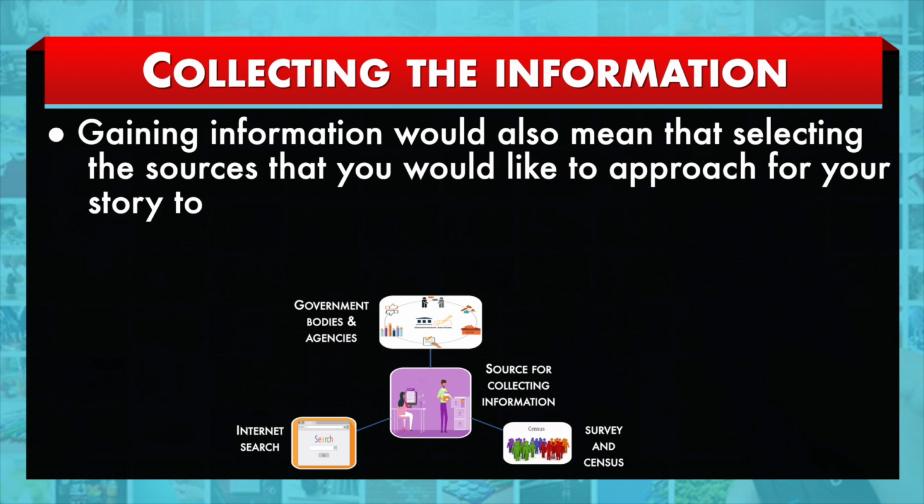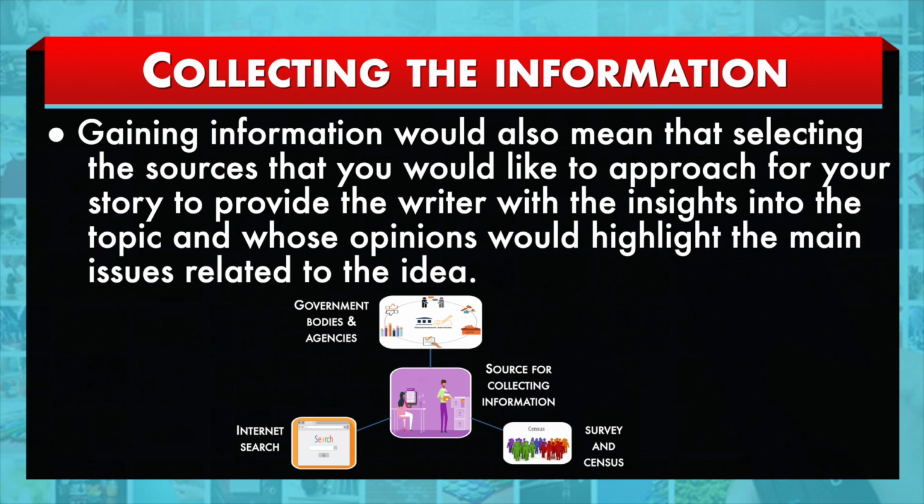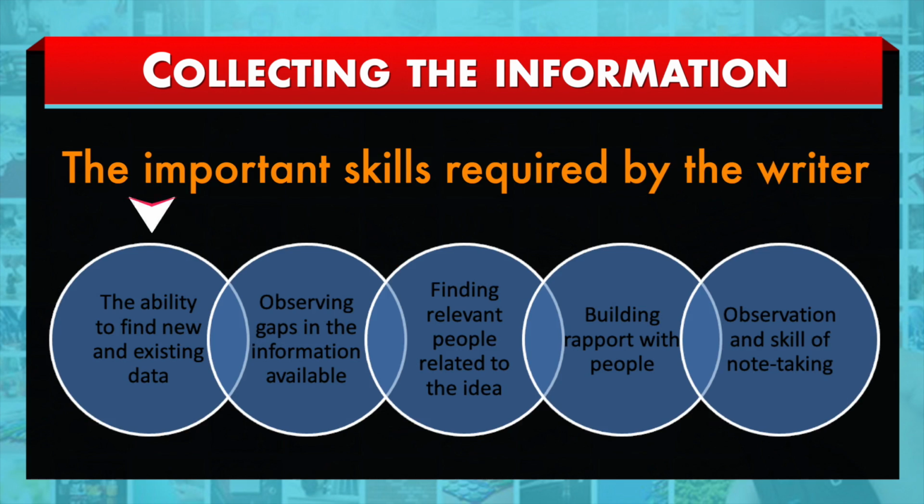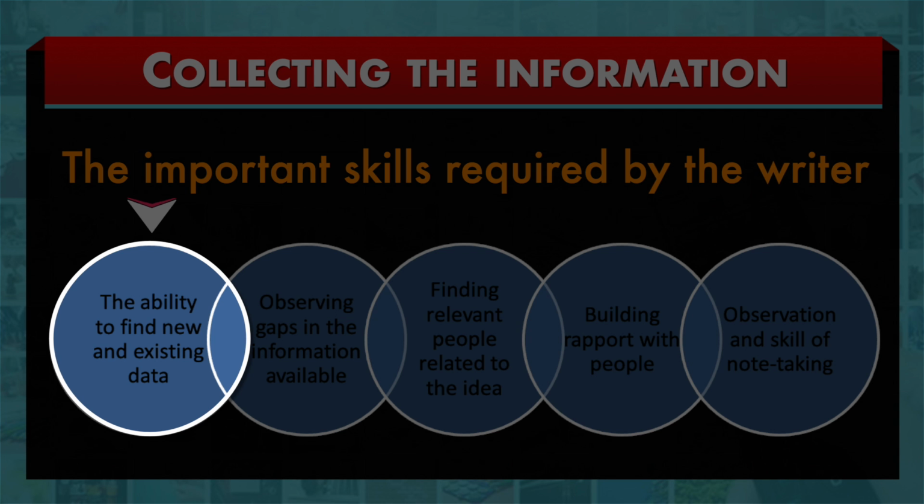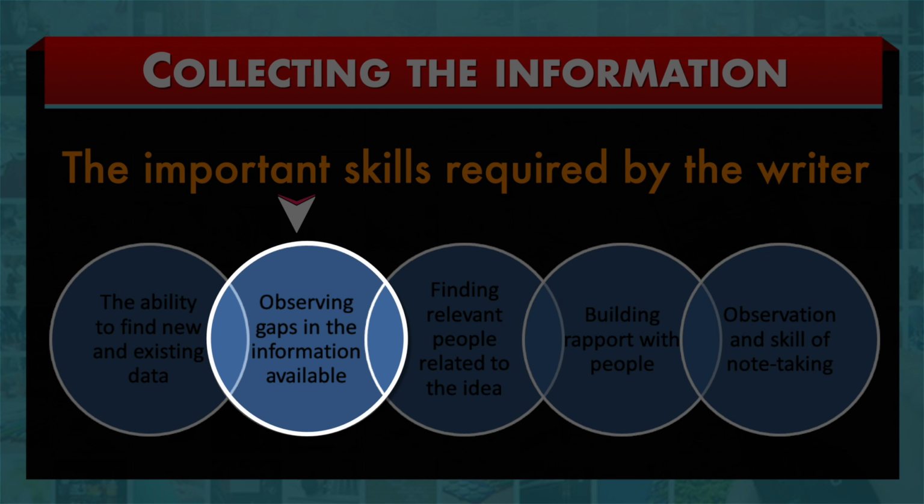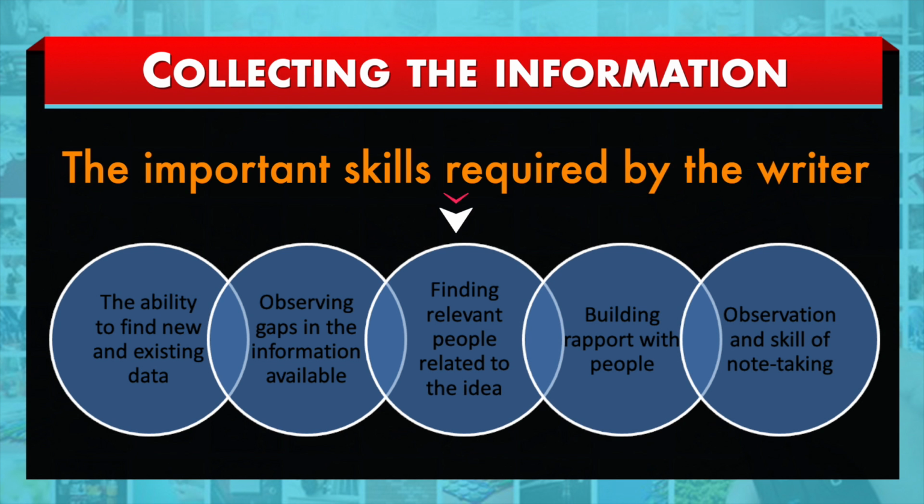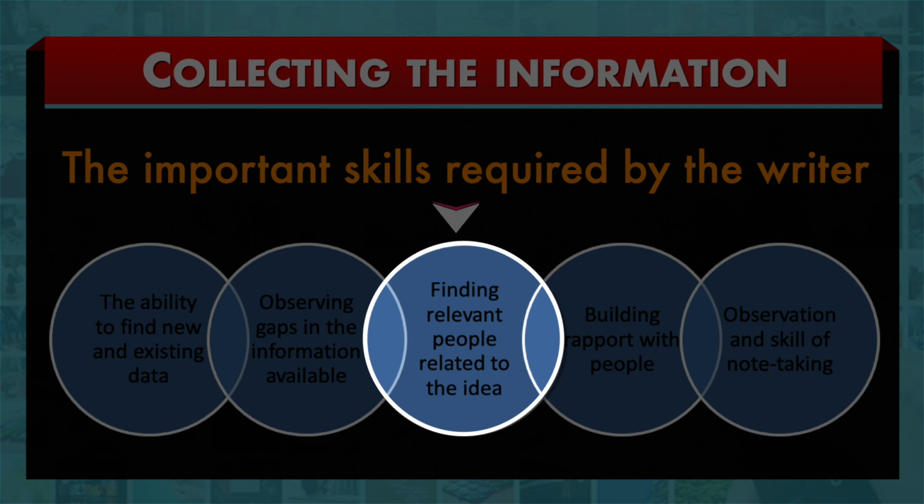Gaining information would also mean selecting the sources that you would like to approach for your story to provide the writer with insights into the topic and whose opinions would highlight the main issues related to the idea. At this stage, some of the important skills required by the writer are the ability to find new and existing data, observing gaps in the information available and finding relevant people related to the idea.